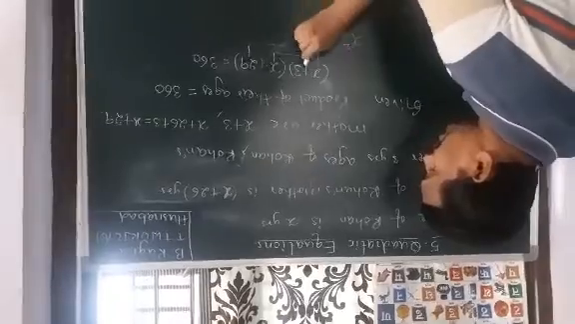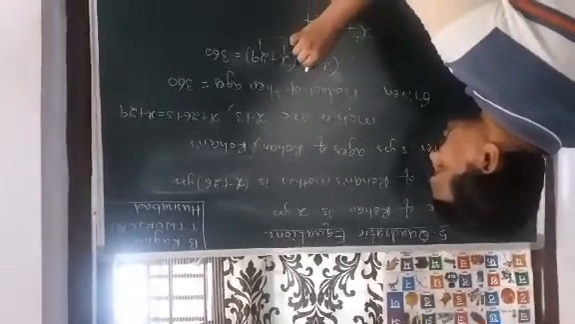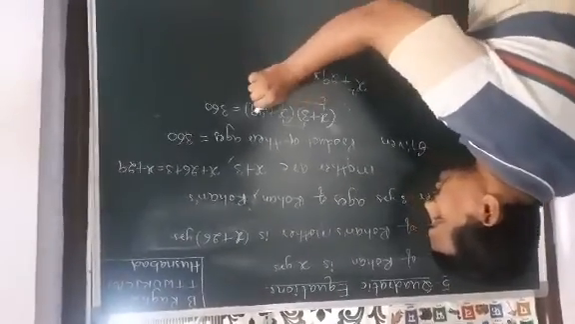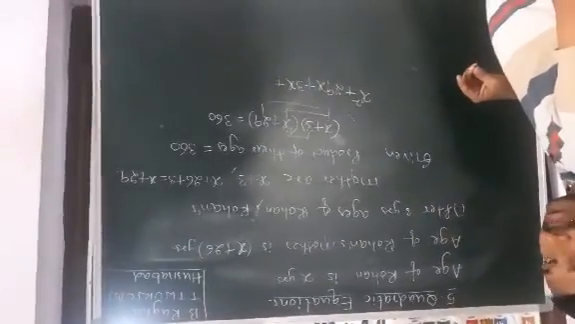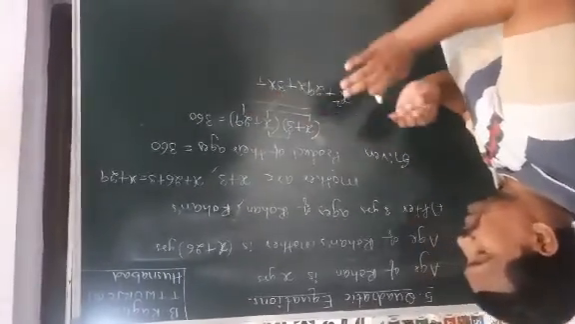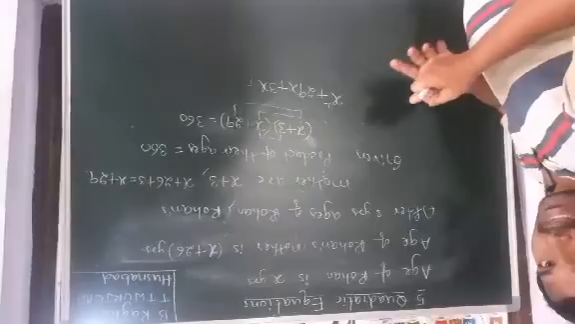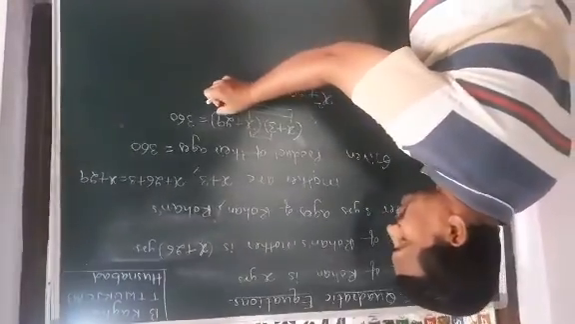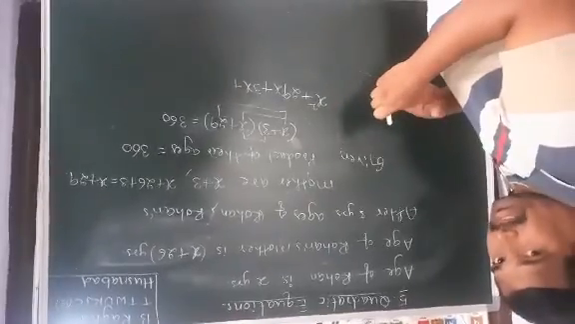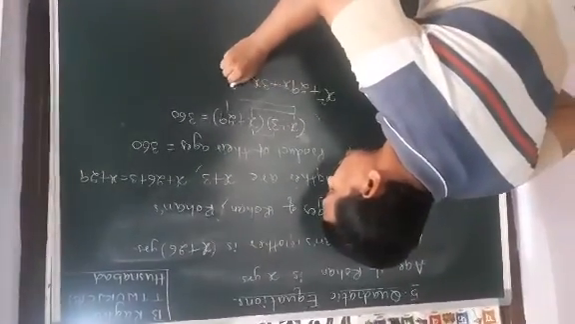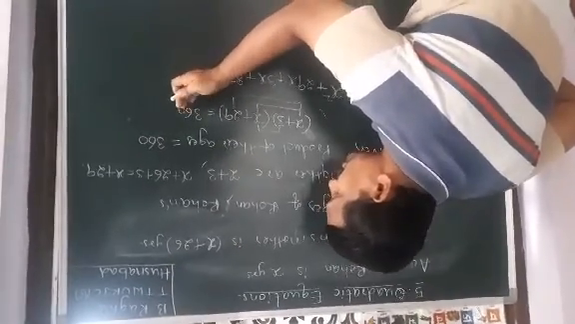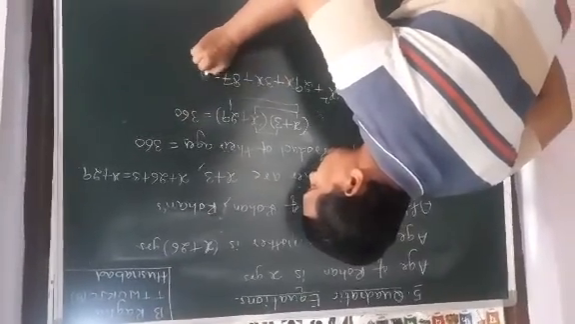29x. Next multiply with 3: 3 into x, 3x, plus 3 into 29. What is 3 into 29? For example, 3 into 30 is 90, but here it is 1 less, so subtract 3 from 90. That is 87. Okay, equal to 360. So take this 360 to the left side.